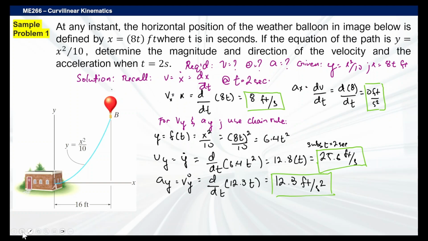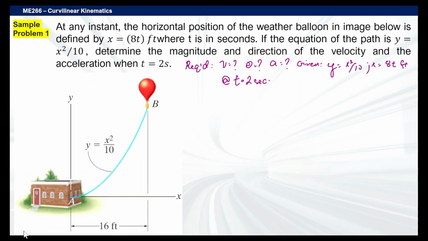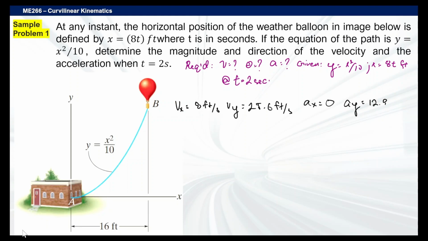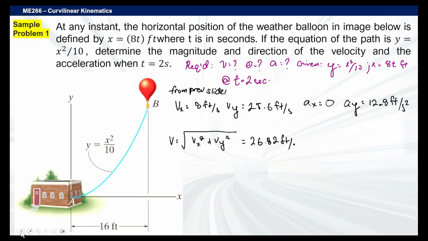So, are we done? Not yet. Kasi we're here to determine daw yung magnitude and direction. As you can see, these are components ng magnitude natin. Okay? So, the next step dito is just getting yung magnitude ng velocity and acceleration. So ito yung given natin from the previous slide. And then, all we have to do lang is just get the square root of the sum of the squares ng vx and vy. So here, the magnitude ng velocity is 26.82 feet per second.